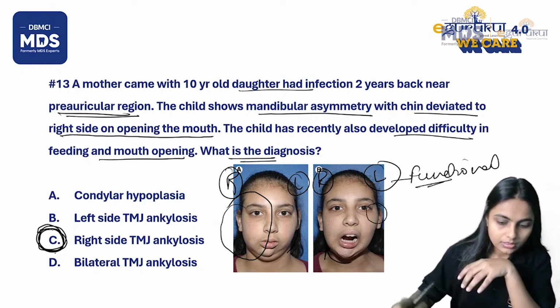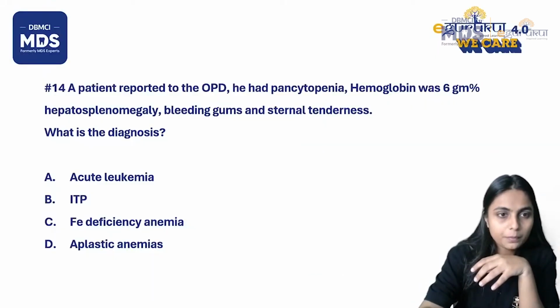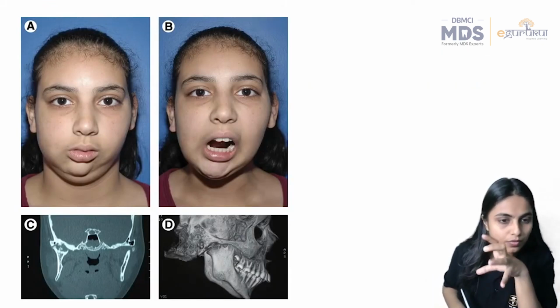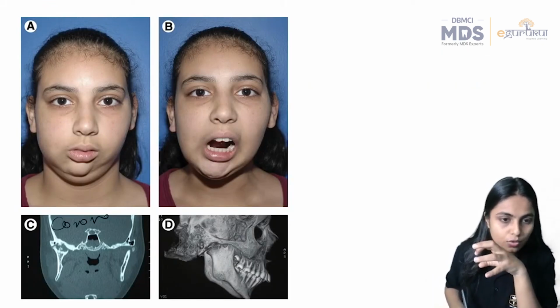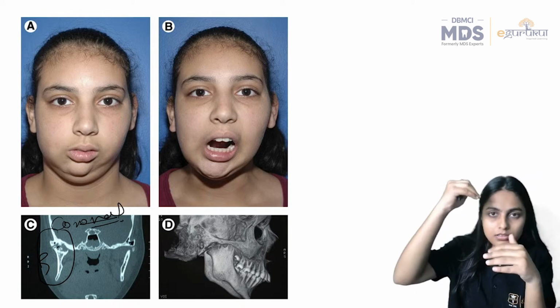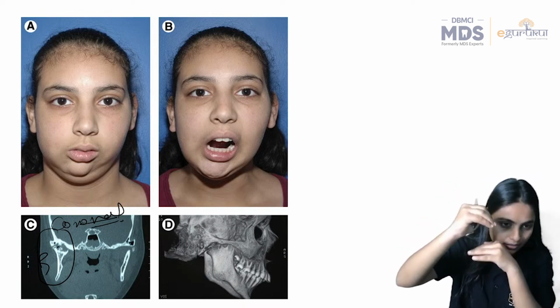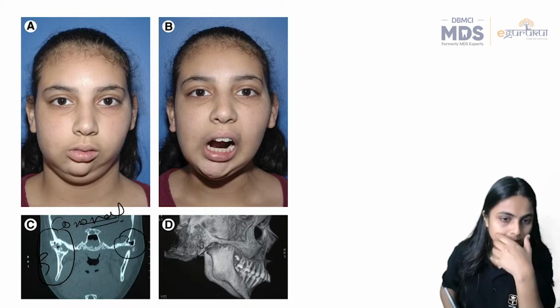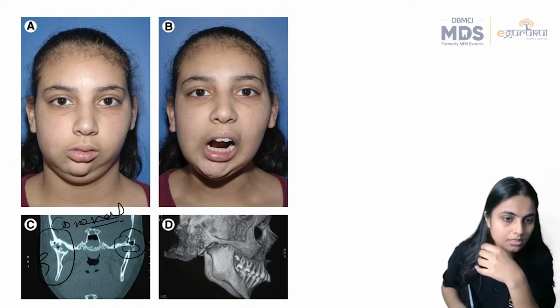I have also put up this radiograph, a coronal section of CBCT. On the right side, if you can see, there is bone formation that has occurred between the glenoid fossa and the condyle. The left side looks normal, there is a space between them, and here you have this bone formation.